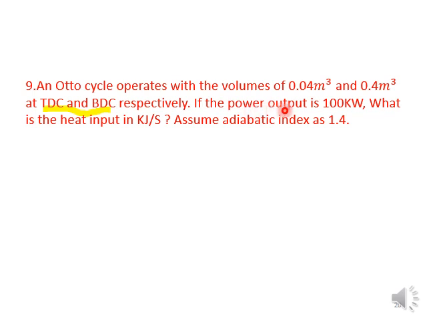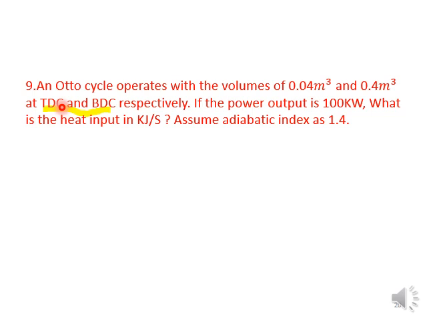If the power output is 100 kilowatts, power is nothing but W, and what is the heat input? We have to calculate the heat input. Assume adiabatic index 1.4. In this problem, the difference is only that we have to identify what is VC and what is VC plus VS. If you know the VC and VS plus VC, we can directly calculate the R value.